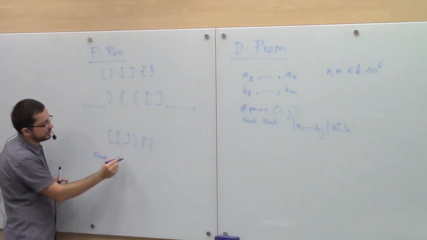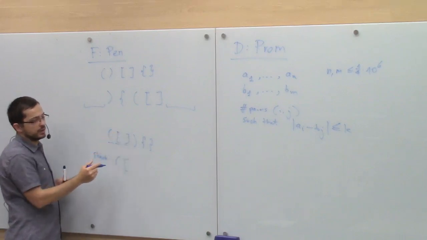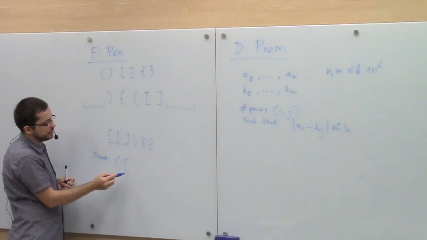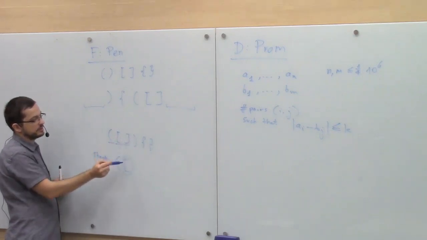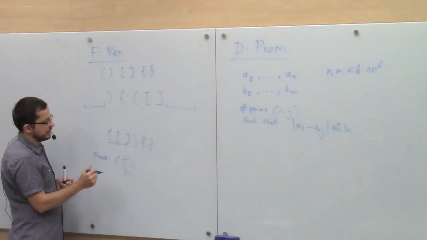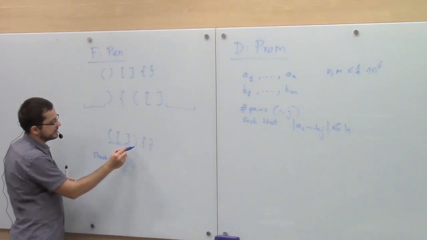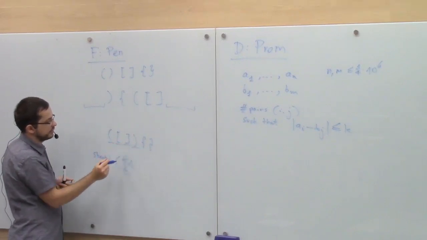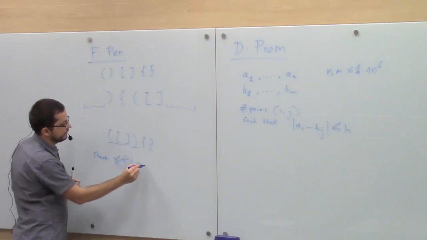Another bracket is opening. You also put it on the stack, and then you have a closing bracket. If you have a closing bracket, you look at the top of the stack and see whether this bracket is of the same kind, and then you remove it from the stack. And once again, if you have this closing bracket, you remove this opening bracket, and so on.